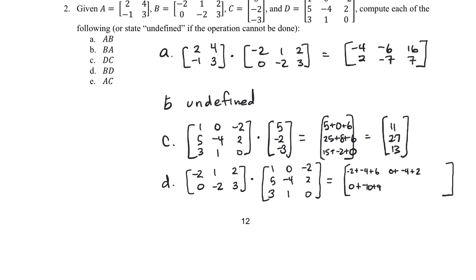The entry underneath that is row 2, column 2. So that's 0 times 0, and then negative 2 times negative 4, and then 3 times 1. The entry here is row 1, column 3. So row 1, column 3, that's negative 2 times negative 2, and then 1 times 2, and then 2 times 0. The entry underneath that is row 2, column 3. So that's 0 times negative 2 plus negative 2 times 2 plus 3 times 0.